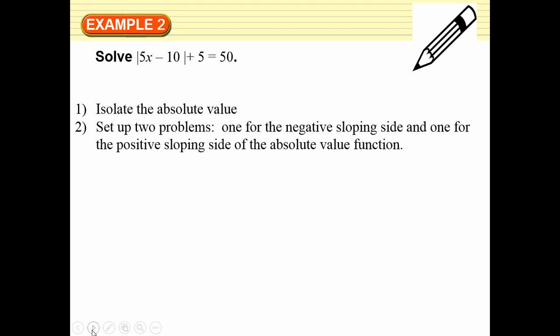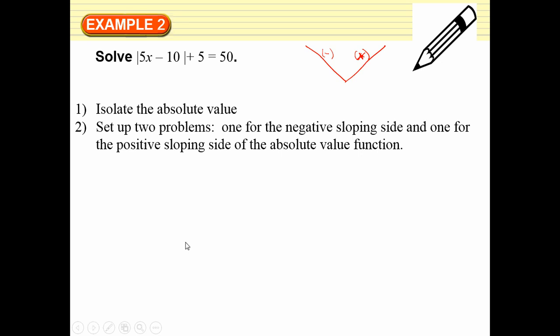The first thing is to isolate the absolute value. That means get the absolute value alone. And then the second thing we need to do is set up two problems. One for the negative sloping side of that absolute value function if we were to graph it, and one for the positive sloping side of that absolute value graph. So negative slope, positive slope. And we're going to think about that today when we're setting these two up.